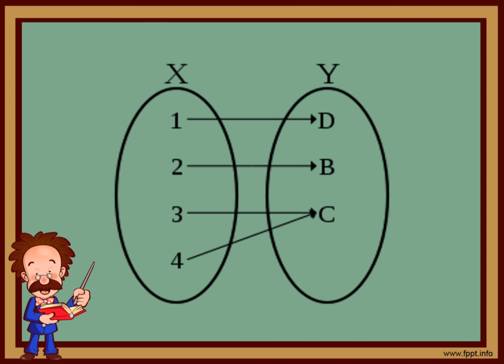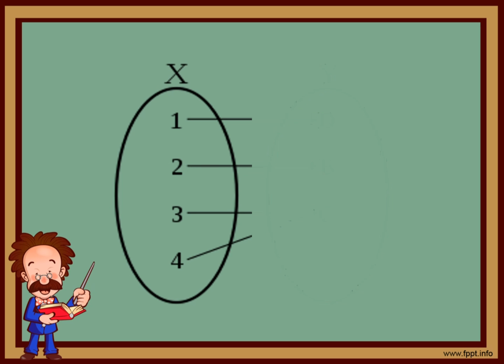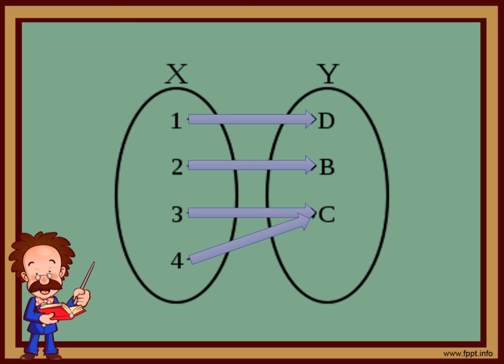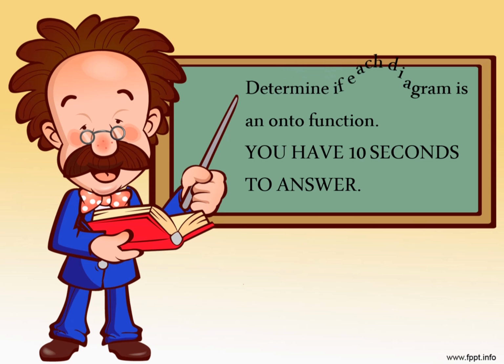Here is a diagram showing an onto function. Set X contains the elements 1, 2, 3, and 4, while set Y contains the elements D, B, and C. So 1 corresponds to D, 2 corresponds to B, 3 corresponds to C, and 4 corresponds to C. All the elements of set Y correspond to elements of set X, so this is an example of an onto function. Now let's determine if each diagram is an onto function.